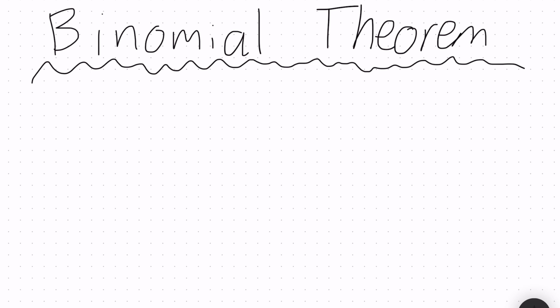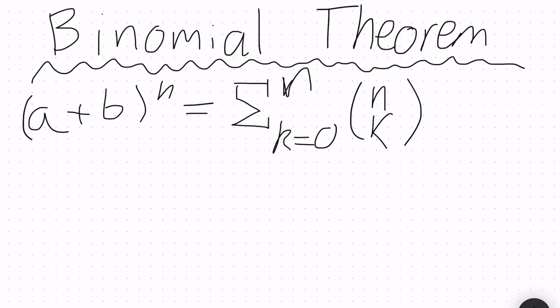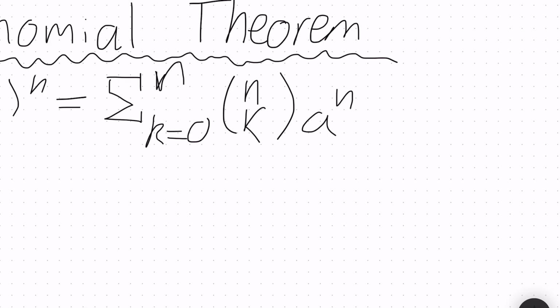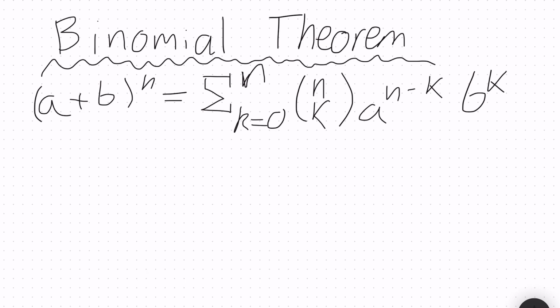Last class, we basically saw that the formula for the binomial theorem was (a + b)^n is equal to the sum of n choose k, with k equal to 0 up to n, times a^(n-k) times b^k. So, how do we apply this to actual problems?